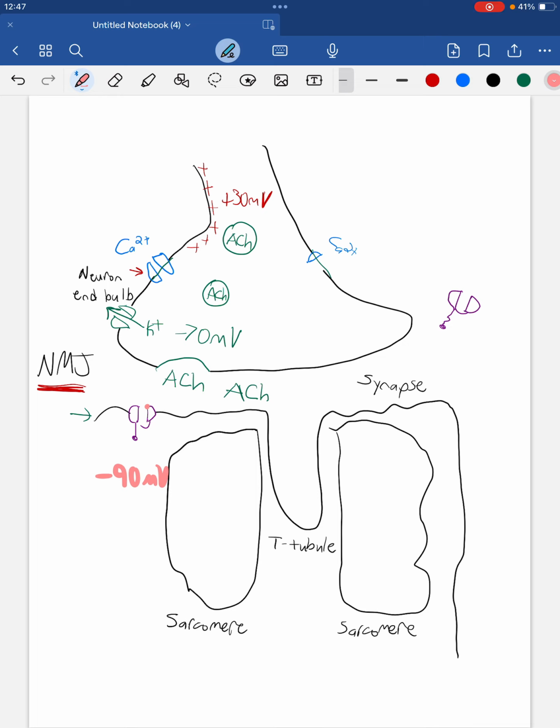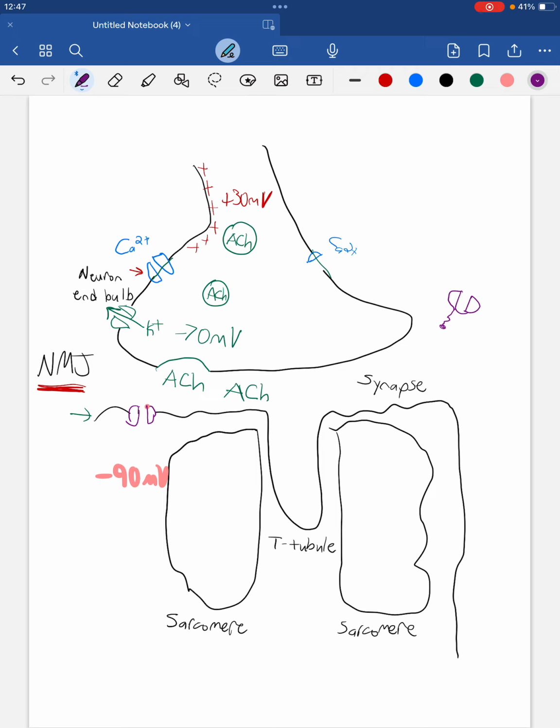Okay, so after acetylcholine binds, I'm sorry, it's not this gate yet. It's just a regular ligand gated channel. So acetylcholine binds and this channel opens up.